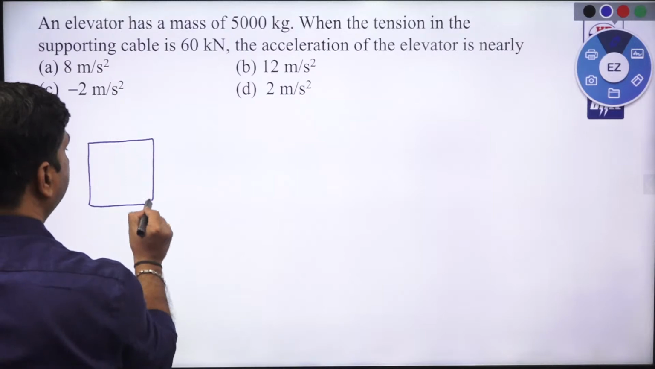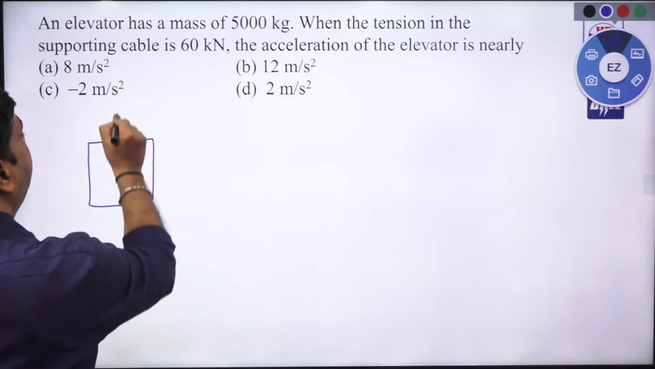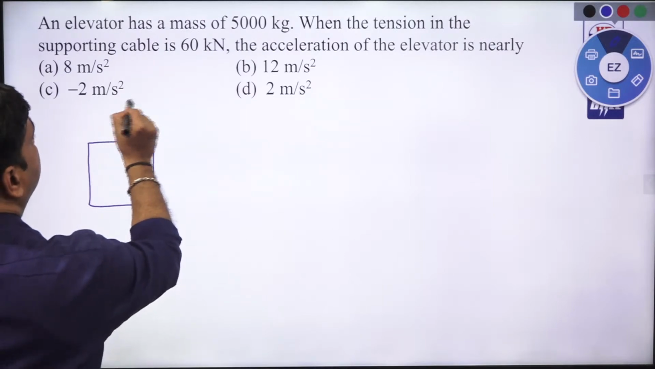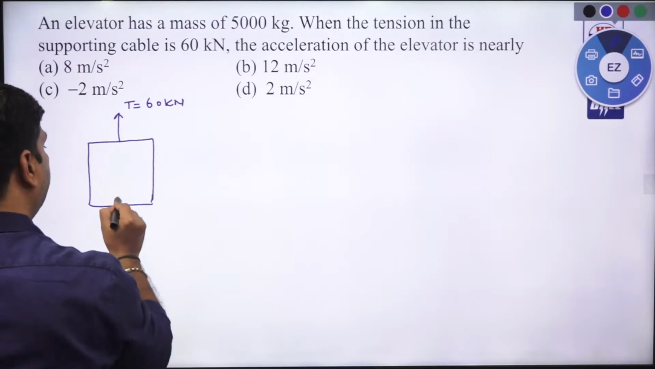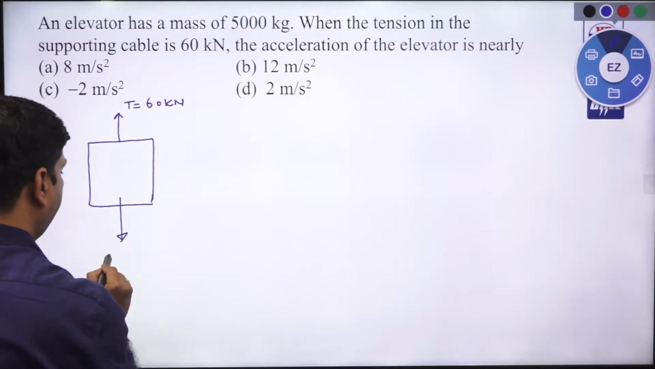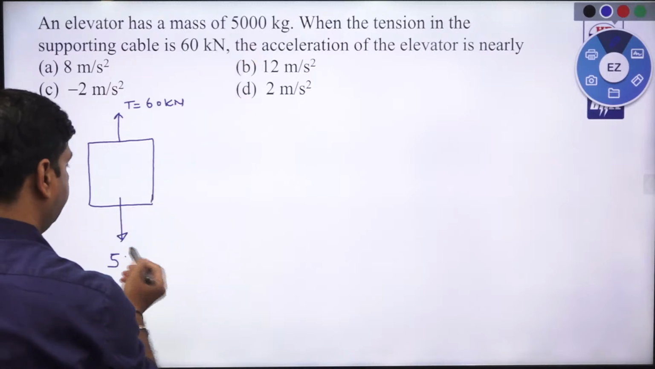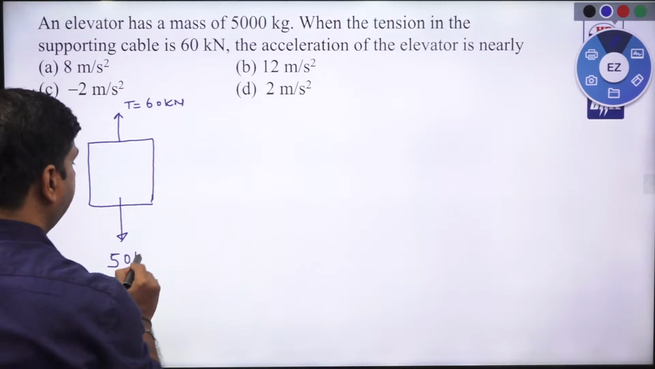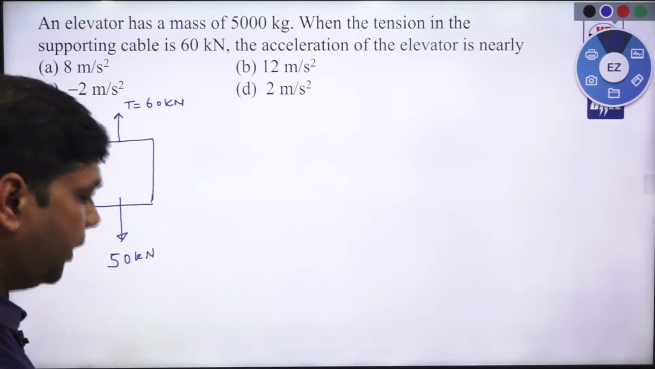There is one elevator which has a mass of 5,000 kg and the tension is 60 kilonewton. Okay, and the mass is 5,000 kg. So 5,000 multiplied by 10, we convert it into 50 kilonewton. We can say this: 5,000 multiplied by 10 is 50 kilonewton weight.